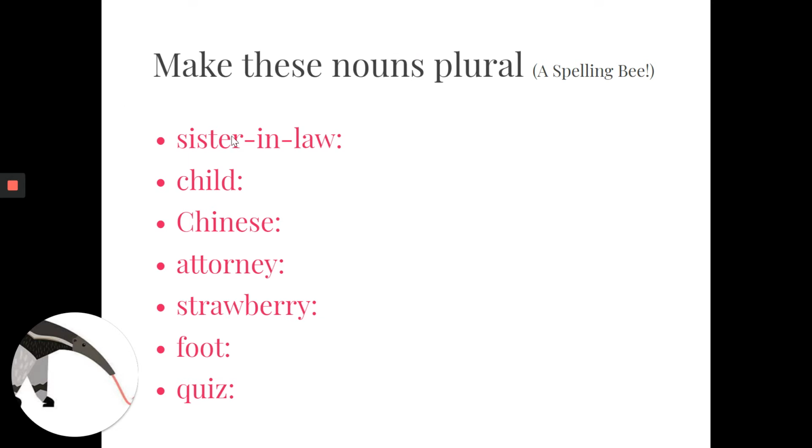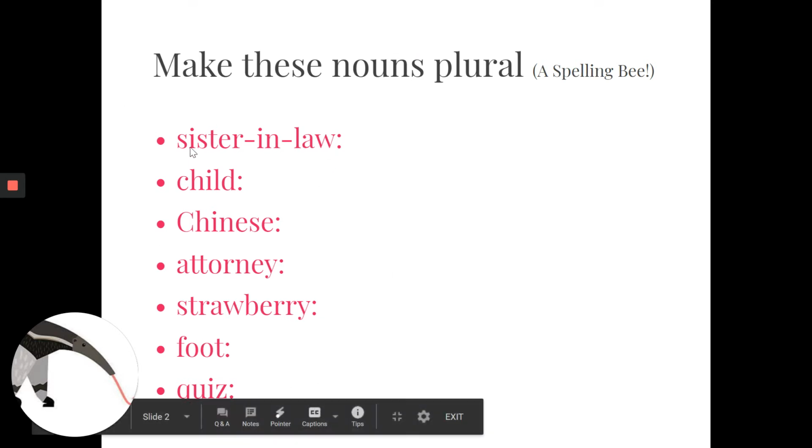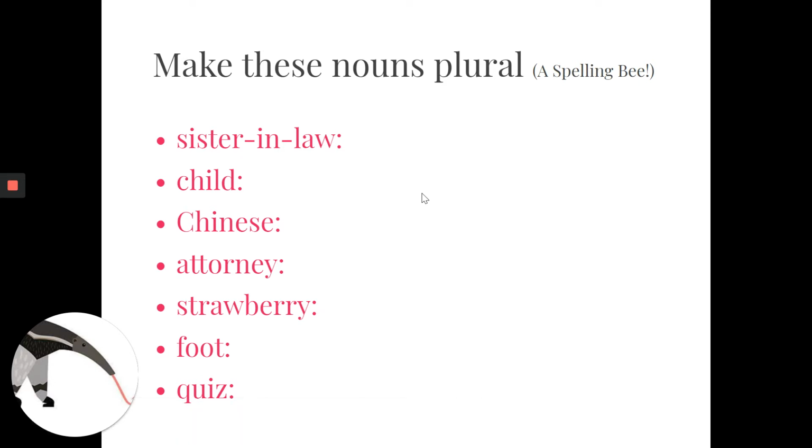Number one, we're going to make these nouns plural. What's the plural of each one? Take a minute, think about it. Each one of these is a singular noun. Make it plural. How would you make it plural? Sister-in-law, child, Chinese. That's kind of a hard one. Attorney, strawberry, foot, quiz. Do you think about it?